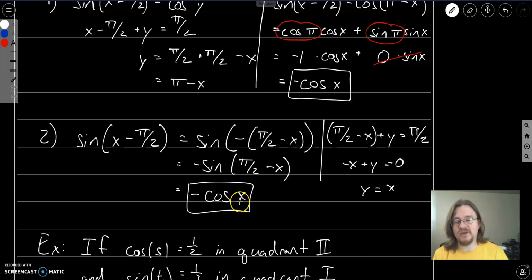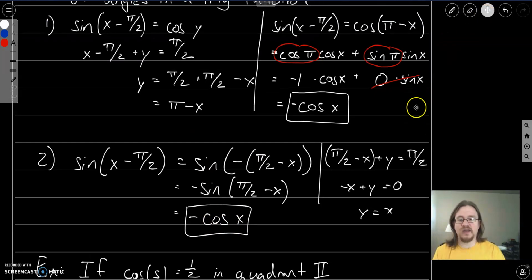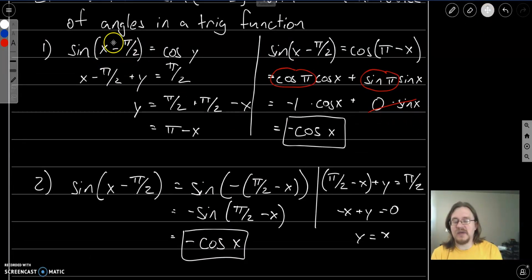So I get the same thing in both ways. Both ways absolutely work. Up here, I just used my cofunction identity right away. So I wrote this function as cosine of pi minus x. Down here, I made it a negative angle, and then took my cofunction identity. And that made the cofunction identity a little bit easier, but both absolutely work.